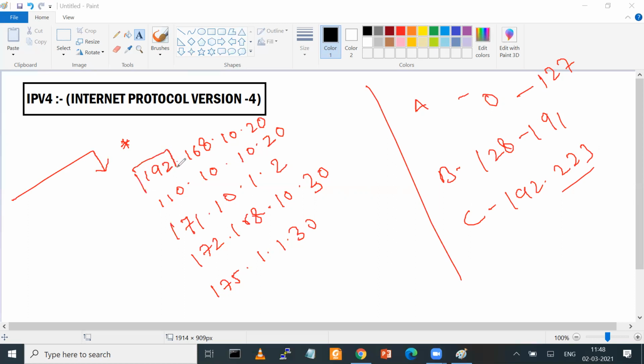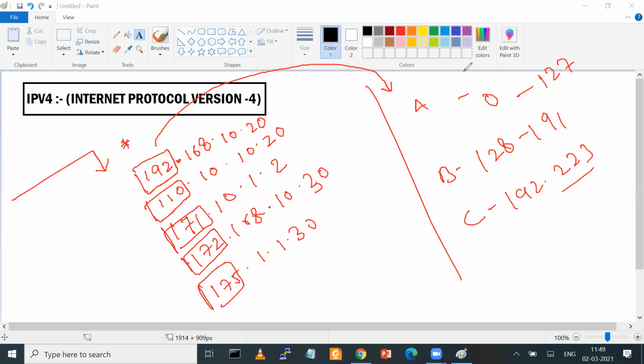So in order to identify class of IP address, you always have to check the first octet value. आपको क्या चेक करना है? First octet value ही चेक करना है. Rest 3 octets we do not have to check. Classes को identify करने के लिए हमेशा हमें क्या देखना है? First octet value, and we have to compare with this IP range. मुझे यहाँ जो रेंज दिख रही है इससे कंपेयर करना है.